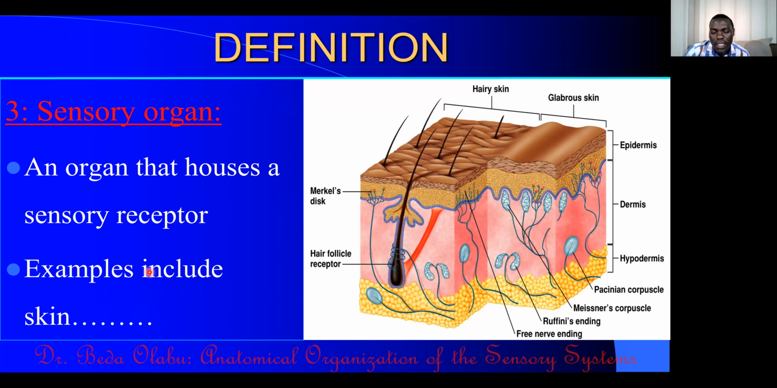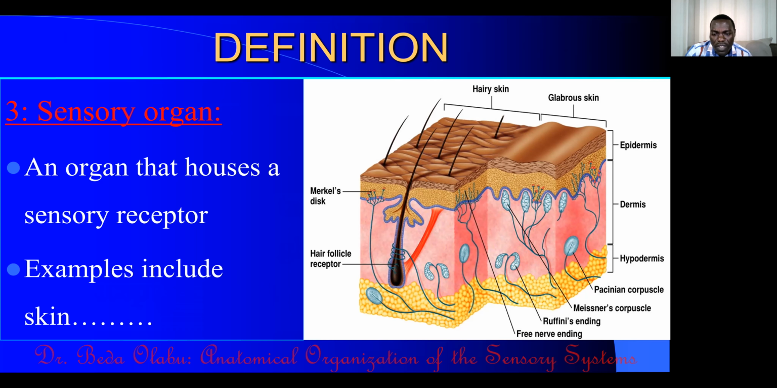Receptors for heat, receptors for pain, receptors for vibration, receptors for touch, they're found on the skin. So the skin qualifies to be called a sensory organ. Apart from the skin, we also have other types of sensory organs.